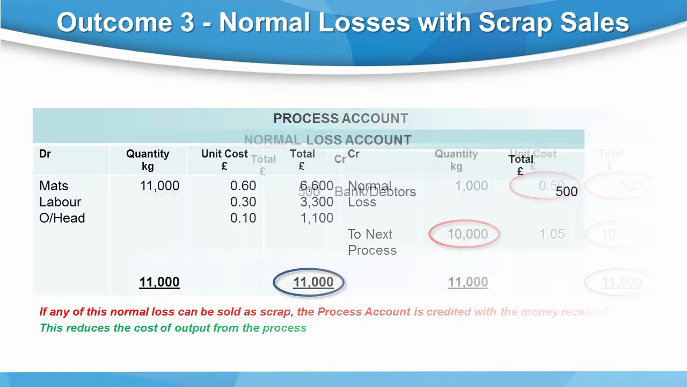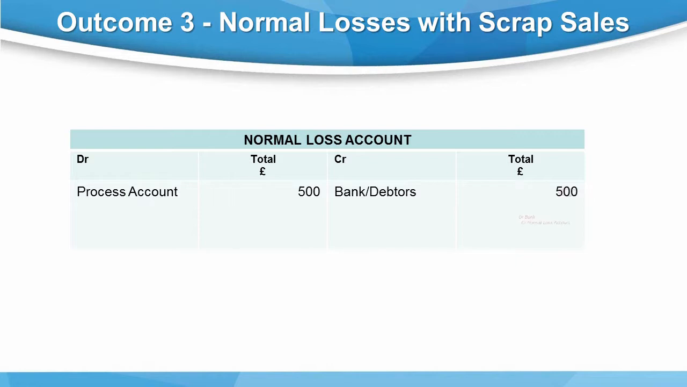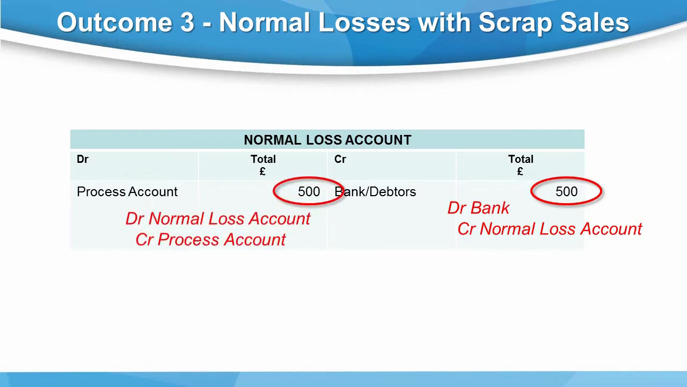When dealing with any proceeds from a normal loss, we would debit the bank, in this case with £500, and the credit in the first instance would go to the normal loss account. The normal loss account is then debited with the same amount, which allows the process account to be credited, as we've just seen in the example.